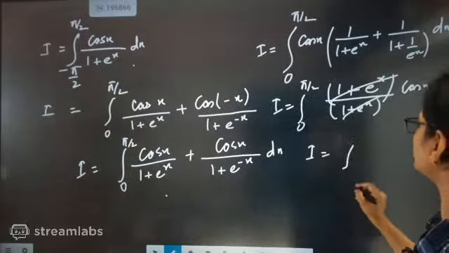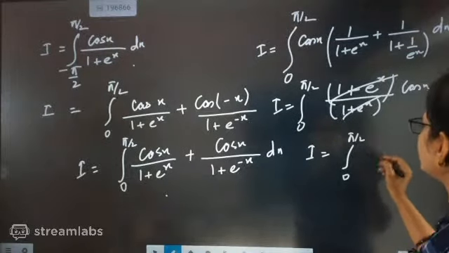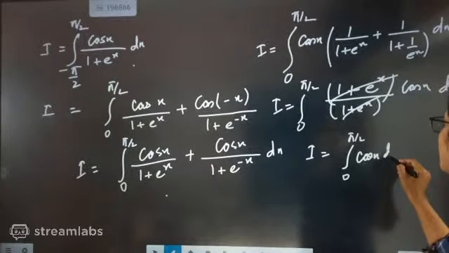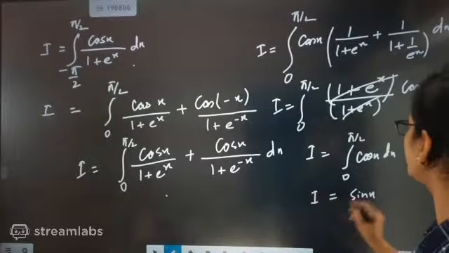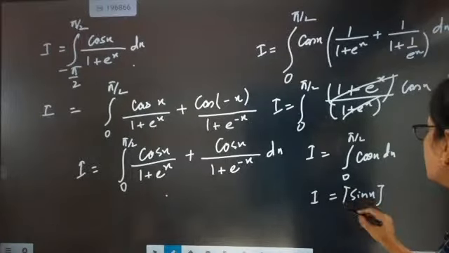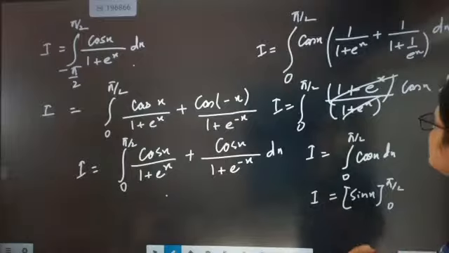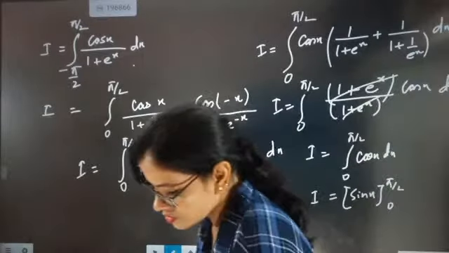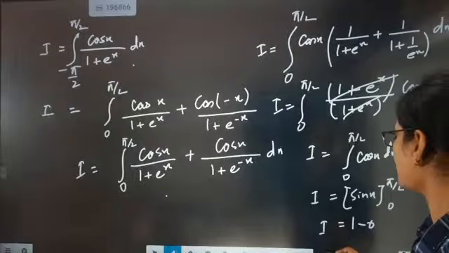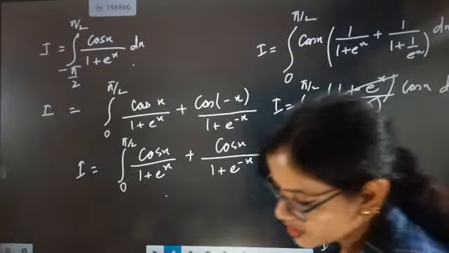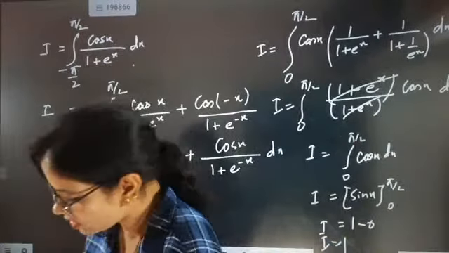So now here 0 to pi by 2, cos x will become only there. So cos x will become sin x. So sin x is going to be here, with limits pi by 2 and 0. So now sin pi by 2 value is coming as 1 minus 0. I is coming as 1. Absolutely correct. Super.